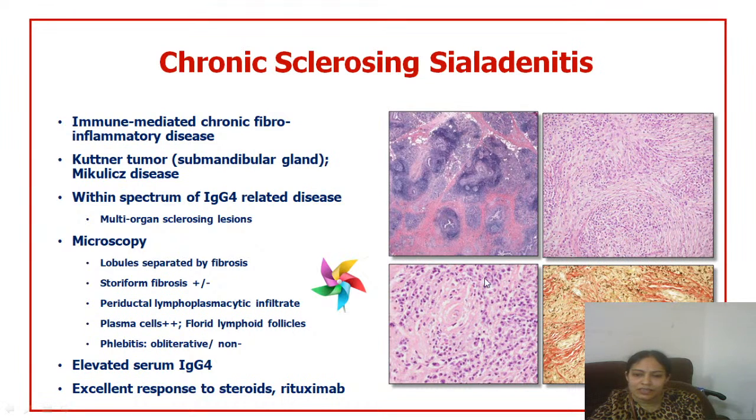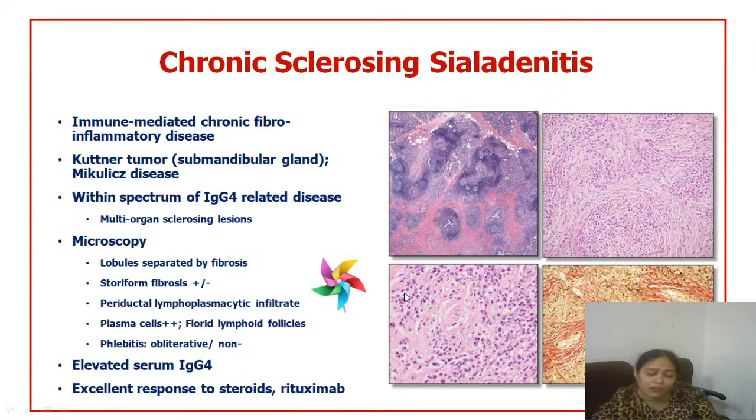And along with this, now you also get phlebitis, obliterative or non-obliterative phlebitis. That means there is an inflammation of the veins which leads to obliteration of the lumen of the vein. As you can see here, the wall is thickened and you cannot identify the lumen. And we can do a special stain for collagen. This is Verhoeff-Van Gieson, which shows the abundant fibrosis around the vessel walls in red.